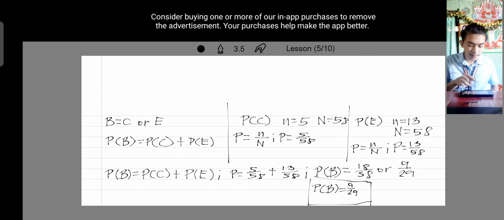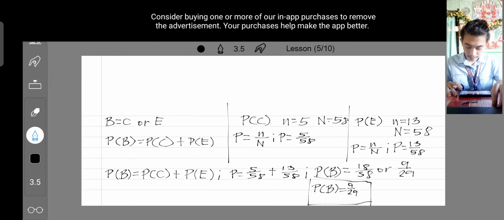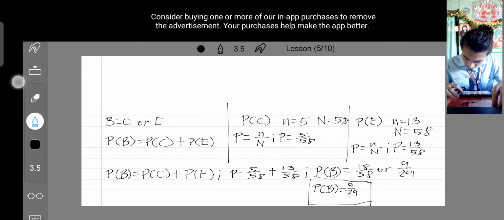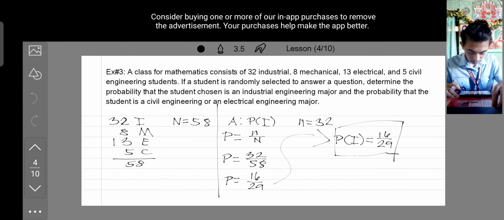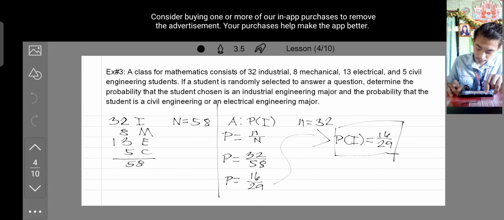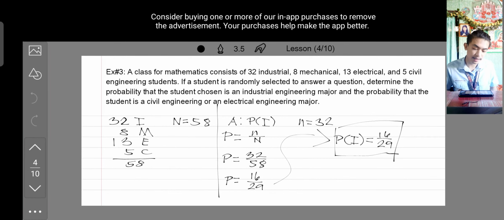Okay guys, for better view, let's look at this. Our first problem, this is the first event. We have the probability of getting an industrial engineering student of 16/29. We can calculate it in decimal form, and we can answer it in fraction form. Here I prepared fraction form because it is more accurate.